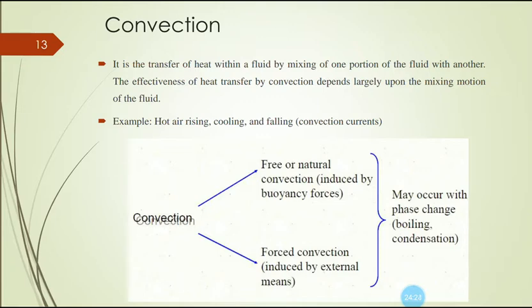So what is this free or natural convection? This free convection occurs when the fluid circulates by virtue of the natural differences in densities of hot and cold fluids. So what happens? The denser portions of the fluid move downward because of the greater force of gravity as compared with the force on the less dense. Okay, so this is the concept of the free or natural convection.